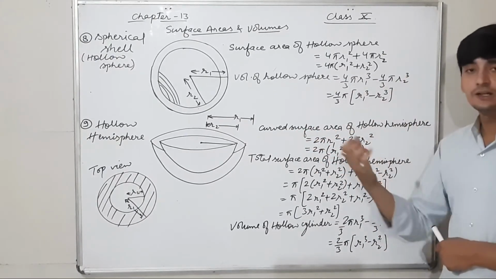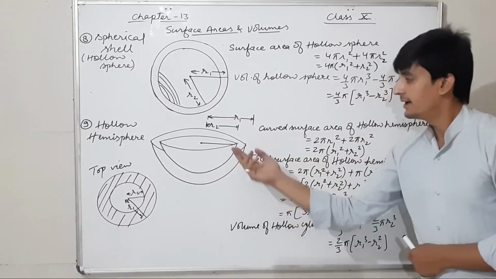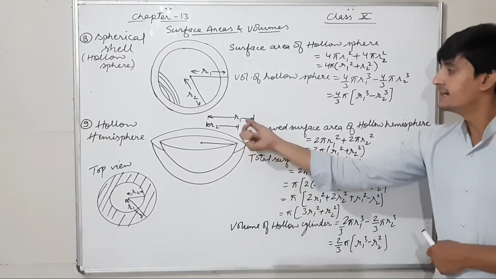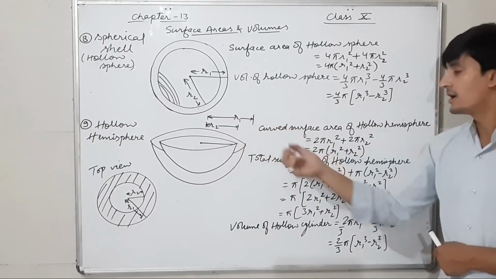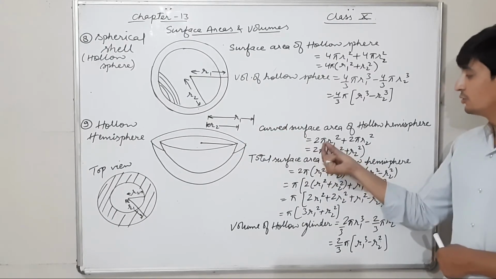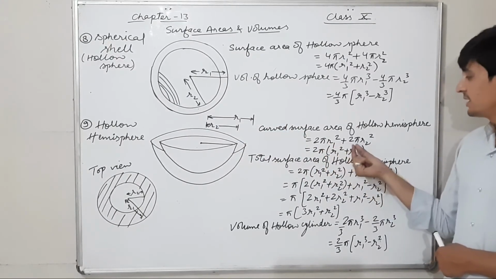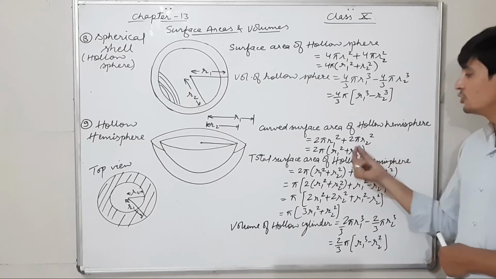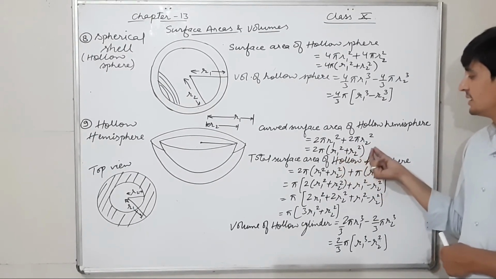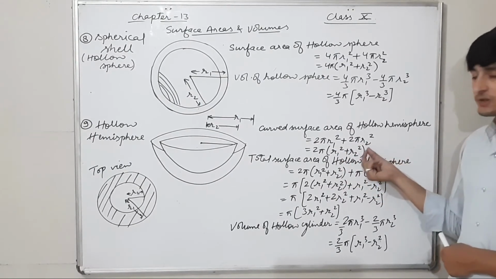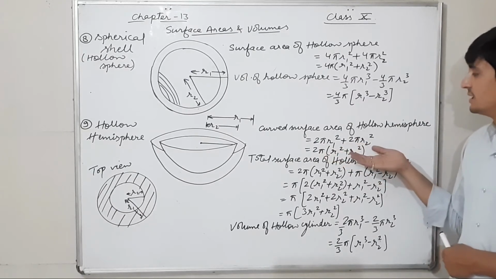Okay. Now, curved surface area of hollow hemisphere. We will talk about only the curved portion, this one, outer and inner. For the outer, the radius is r1, and for the inner, the radius is r2. For the outer we have 2 pi r1 square, and for the inner we have 2 pi r2 square. Taking 2 pi common, I get r1 square plus r2 square. Understood? This is the required curved surface area of hollow hemisphere.